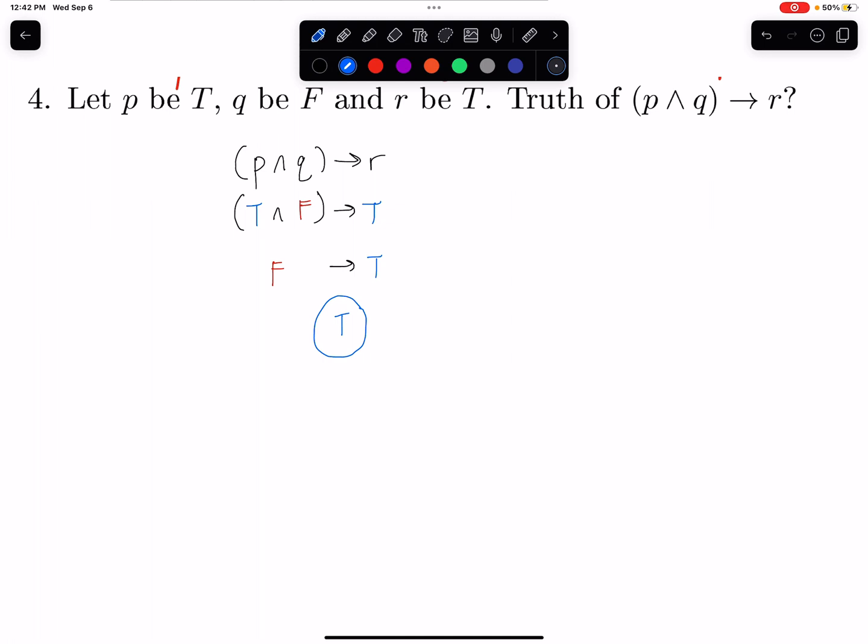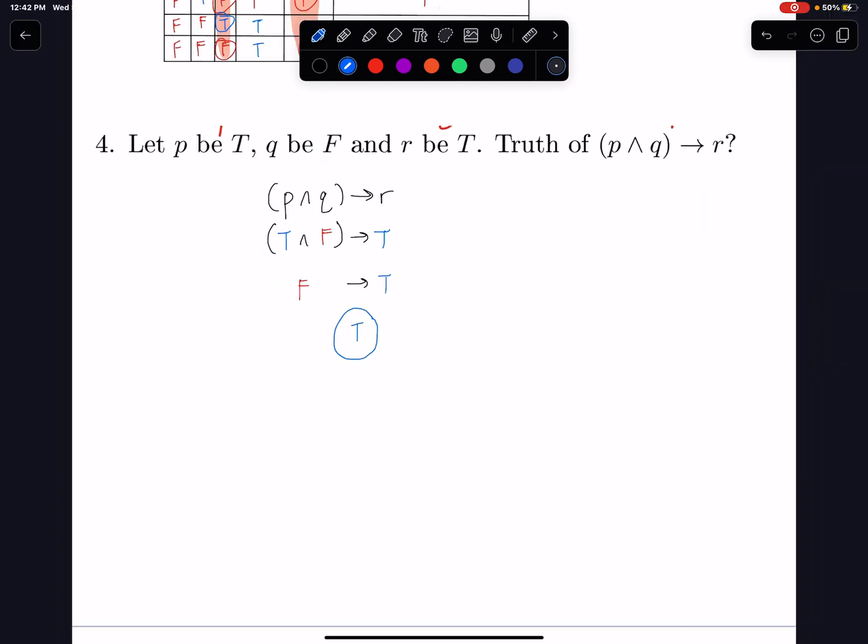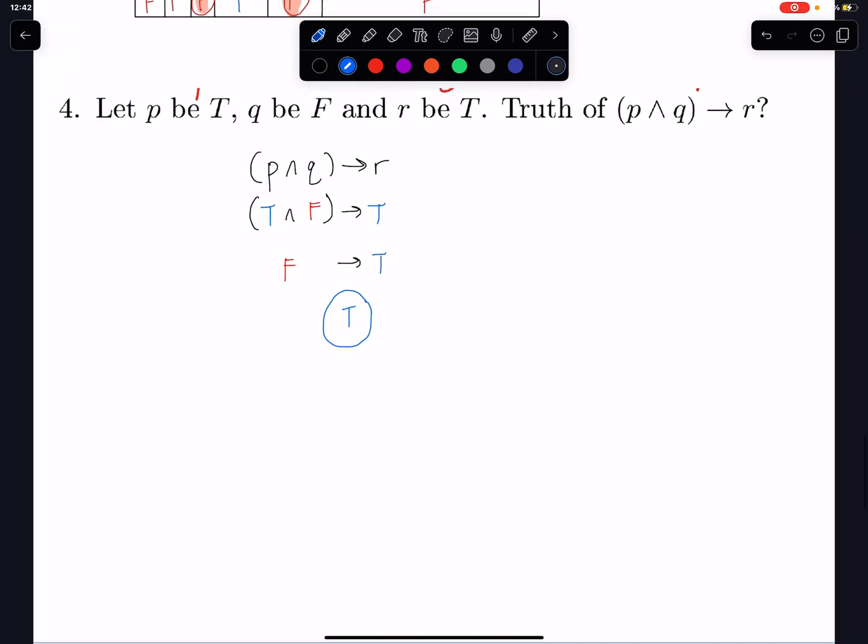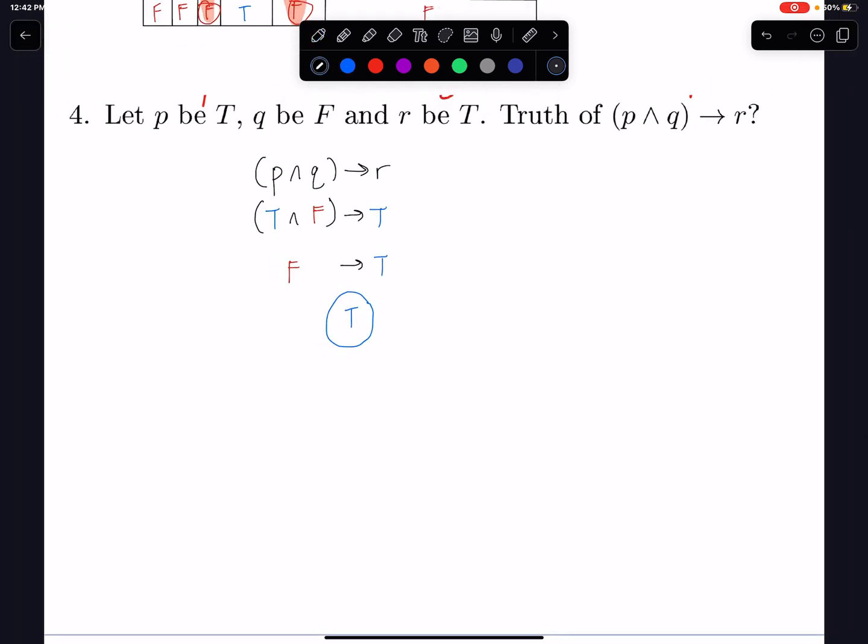Real quick too, guys, I didn't mention this earlier, but when we have conditional statements, they fall in line in our order of operations. So remember our order of operations so far, we had parentheses, followed by negations, followed by ands and ors. And then the new operation we learned today was the conditional statement.